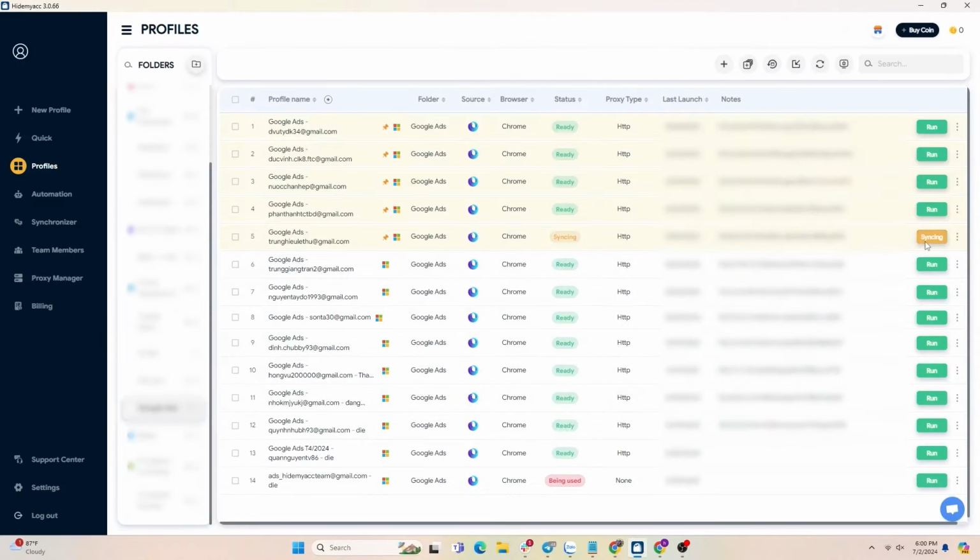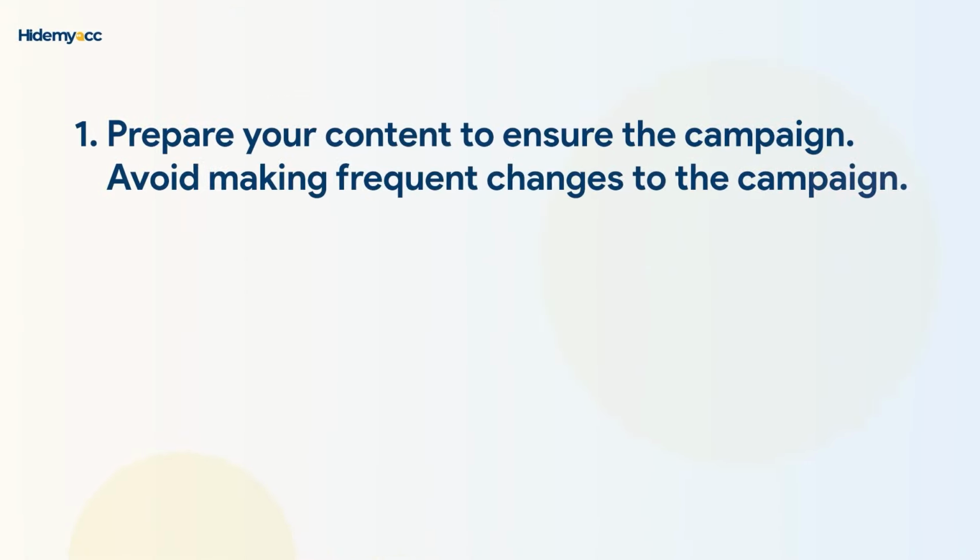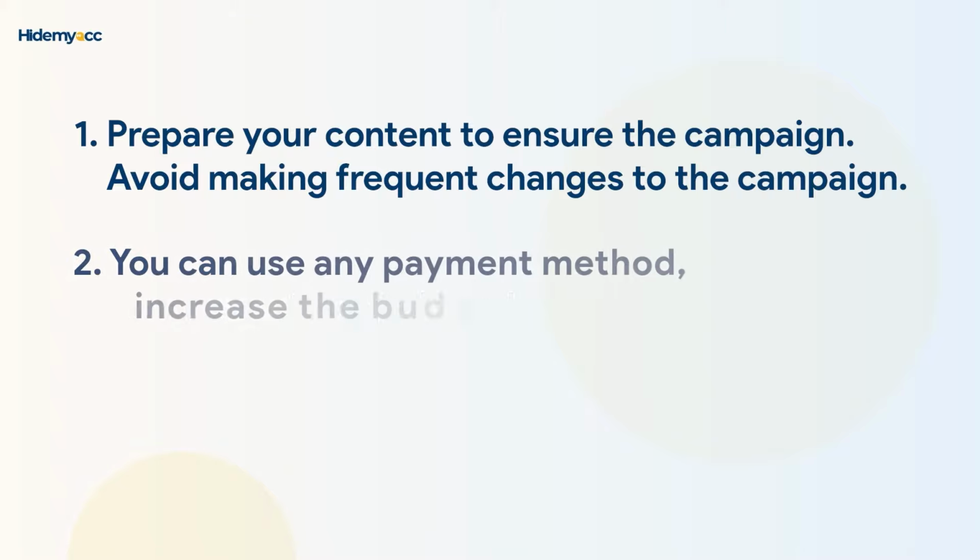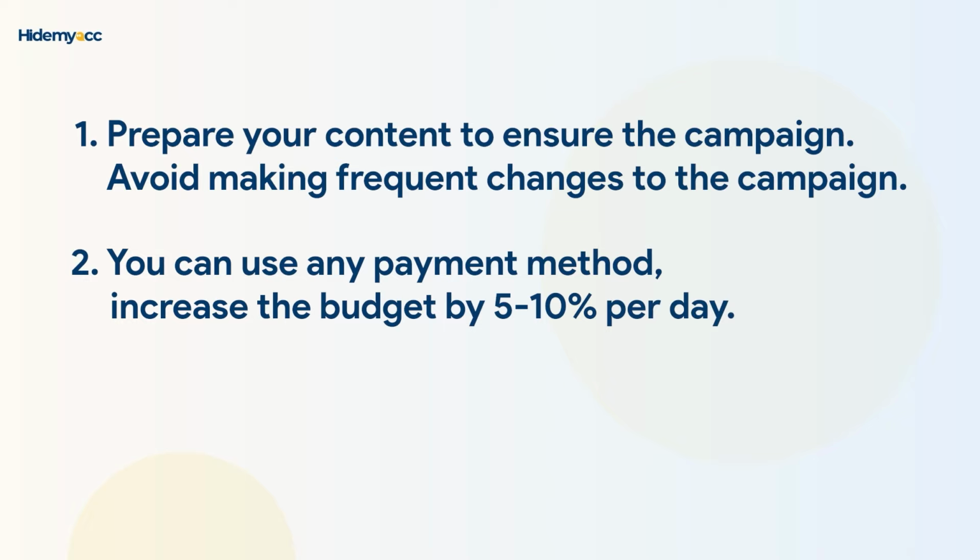When launching a campaign, keep the following points in mind. First, prepare your content in advance to ensure the campaign is set up correctly from the start. Avoid making frequent changes to the campaign, as this may trigger multiple reviews by Google. Second, you can use any payment method, but if you want to increase the budget, do so gradually, by 5 to 10% per day. Sudden budget increases can raise suspicion on the account.